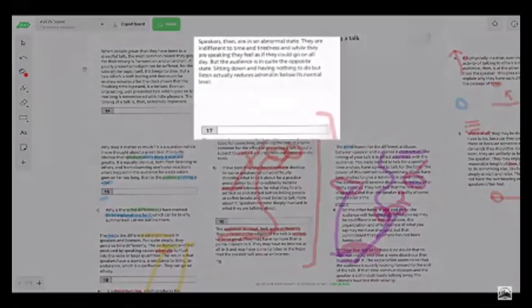I think maybe the next one is this, physically inactive. I think that goes there. Speakers then are in an abnormal state. They are indifferent to time and tiredness.